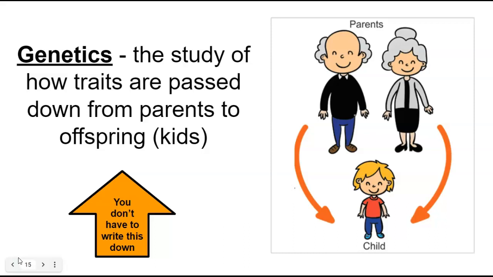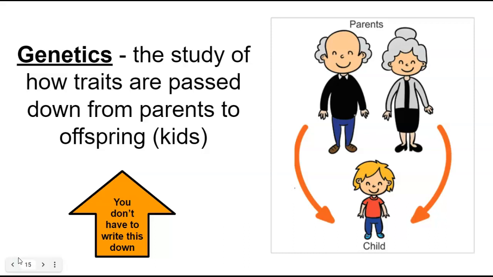You don't need to write this down, but because we're talking about genetics, I figured we should talk about what the heck is genetics. So genetics is the study of how traits are passed down from parents to kids. A long time ago, in the 1800s, scientists were looking at parents, they looked at kids, and they were like, hey, your kids look a lot like the parents. And they wanted to know why. Why is this happening? The parents must pass down something to their kids. They didn't know what it was.